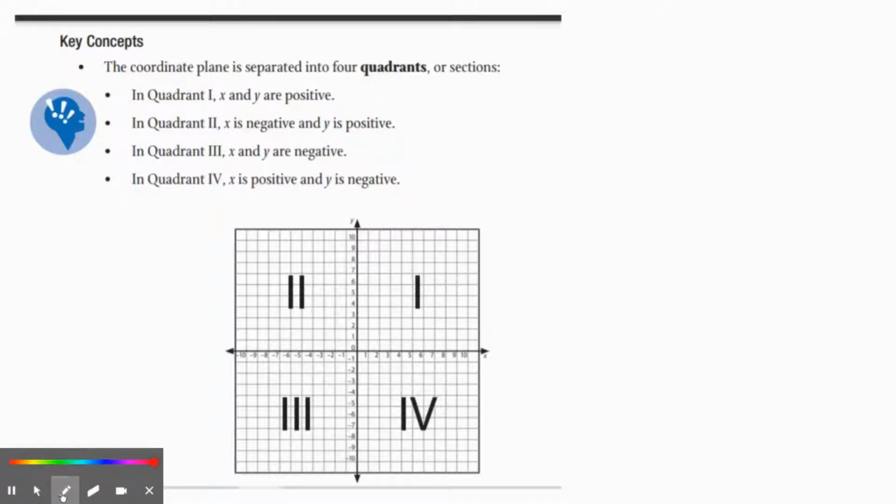The coordinate plane is separated into 4 quadrants or sections. Quadrant 1 is in the upper right-hand corner, and then 2, 3, and 4 go counterclockwise. In fact, I like to think about a clock, like where would 1 o'clock be? And that's where the first quadrant is, and it goes counterclockwise around.